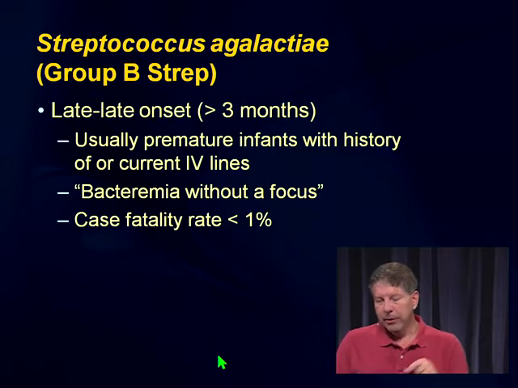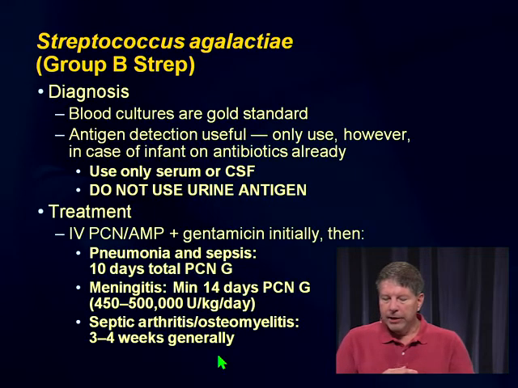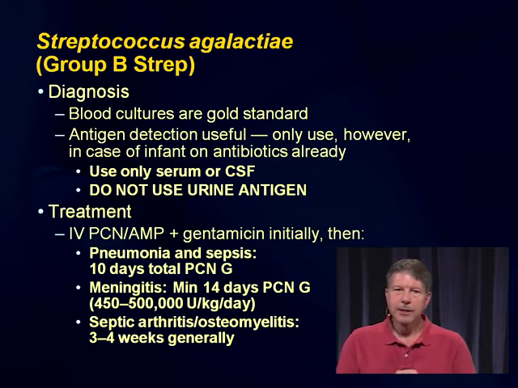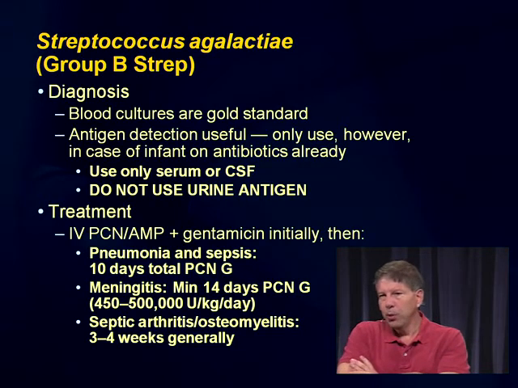That's important. All right, diagnosis, we do blood cultures. Remember, we have antigen detection. It can be useful, but on the test, you only want to use these antigens if the patient has gotten antibiotics. Otherwise, there's no reason to check the antigens. And use only serum or spinal fluid. Do not send a urine antigen. Don't do it on the test.